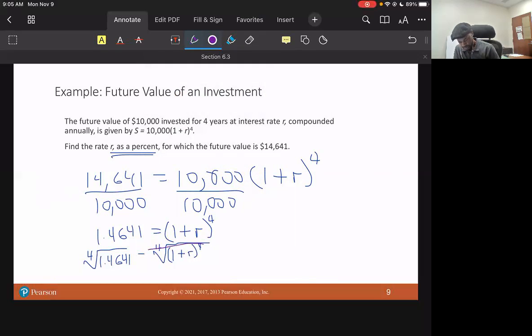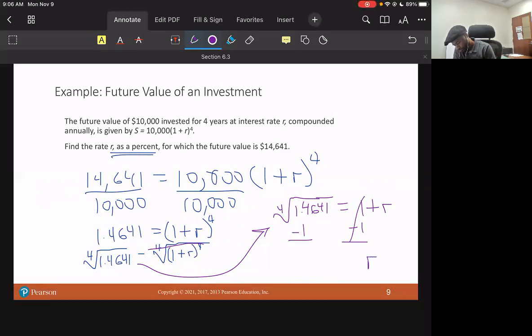Boom. Now what I'm going to do is not use my calculator yet. I'm just going to cancel this out. And then I'm going to come over here and say the fourth root of 1.4641 equals 1 plus R. Just bring that fourth root down. Do not use your calculator at this point, because you will typically get a rounded value. So I've got one more step. I'm going to subtract 1 from both sides.